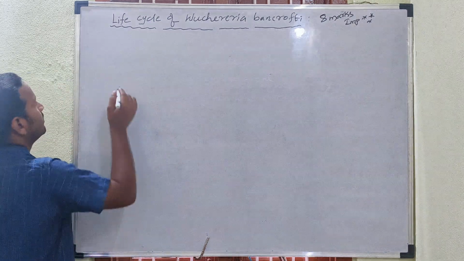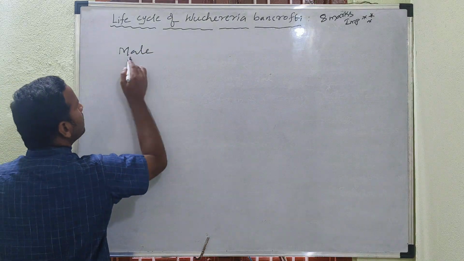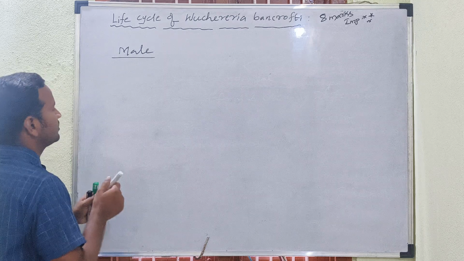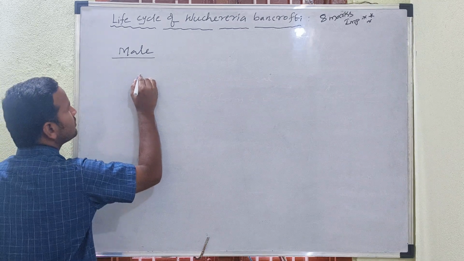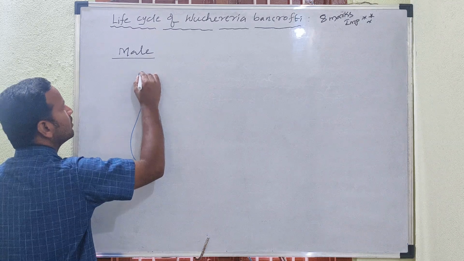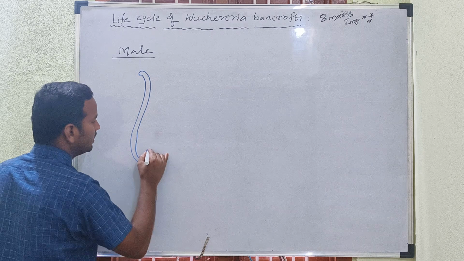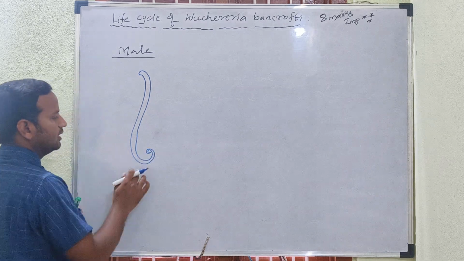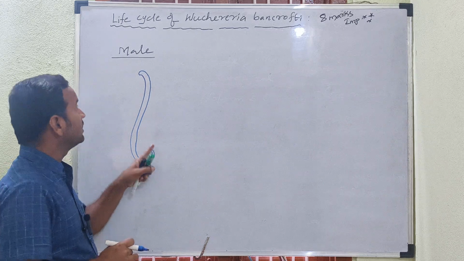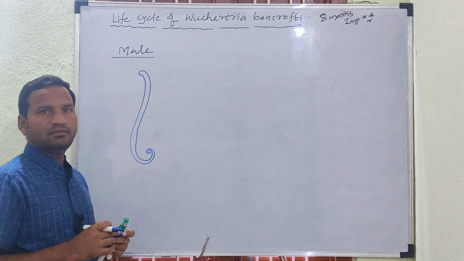Let's come to the point. Now let us see about male organism structure. When we observe the male, this is the structure of the male. The anterior end is always blunt-like and the posterior end is always pointed. Especially in the males, the posterior end is curved.